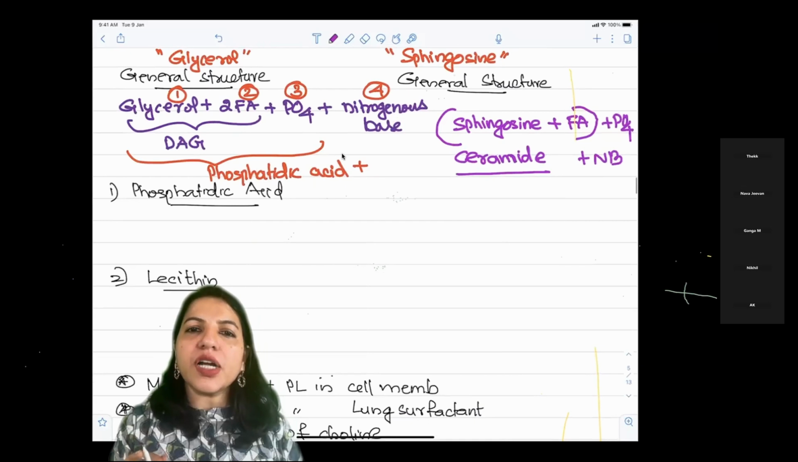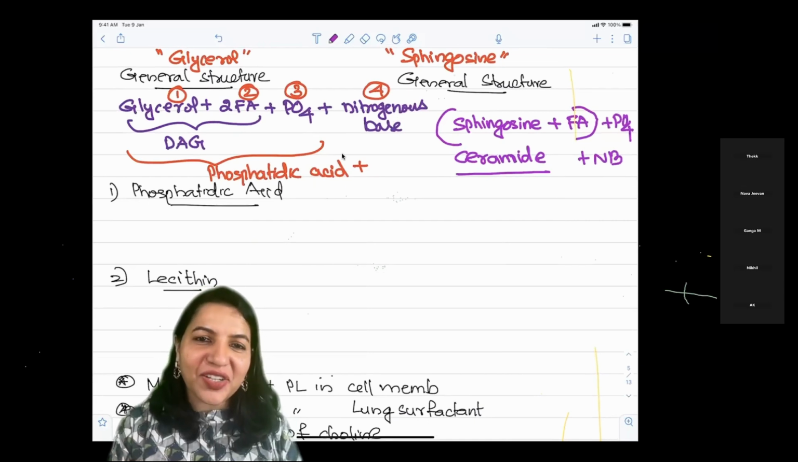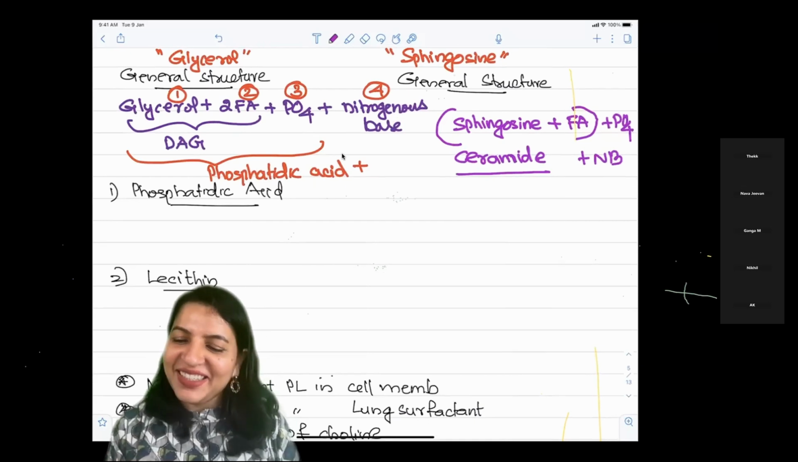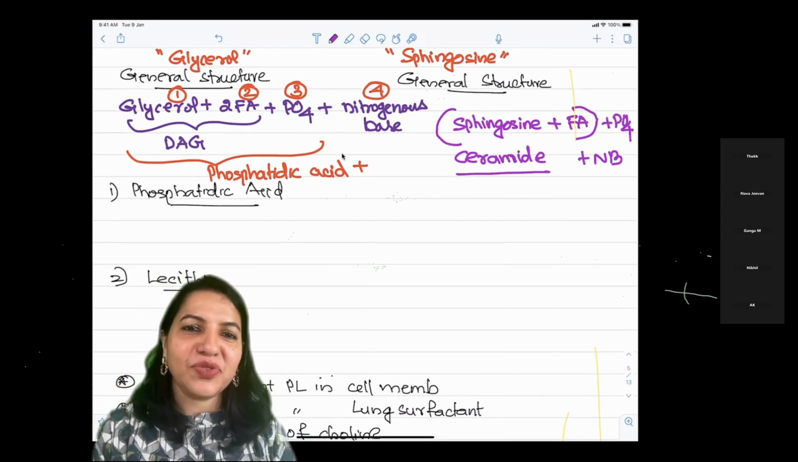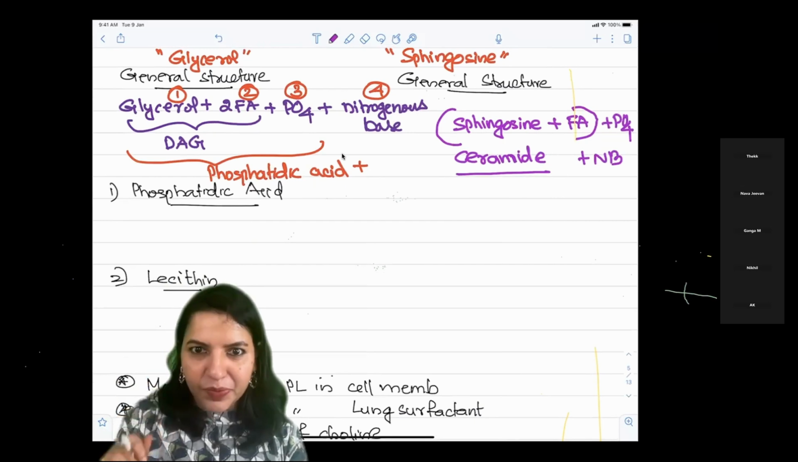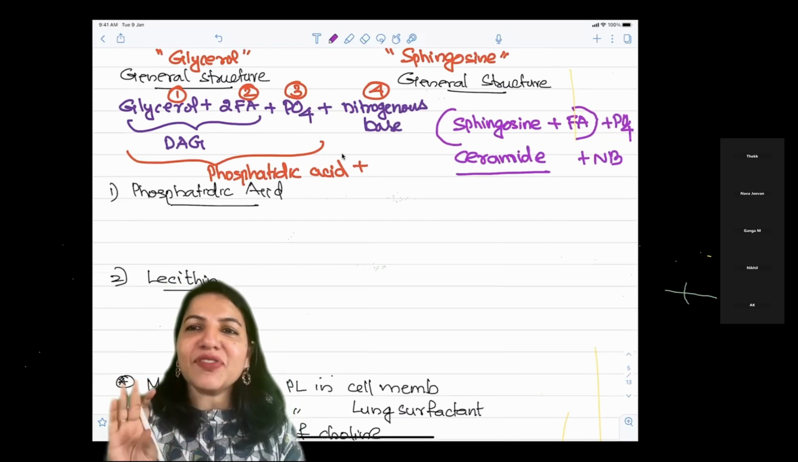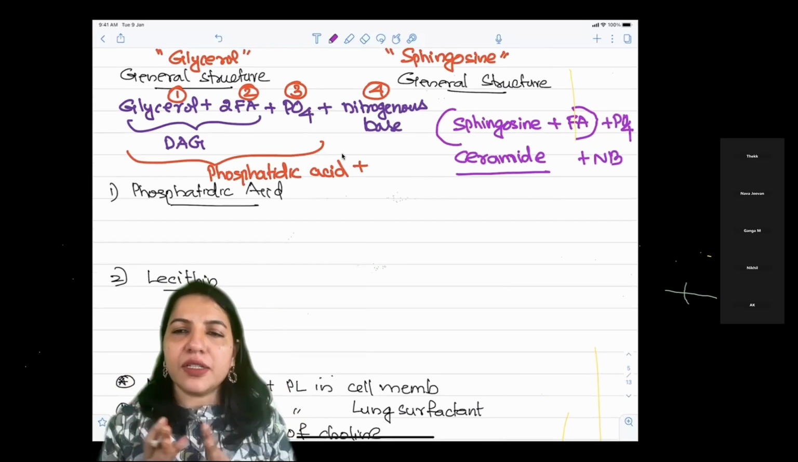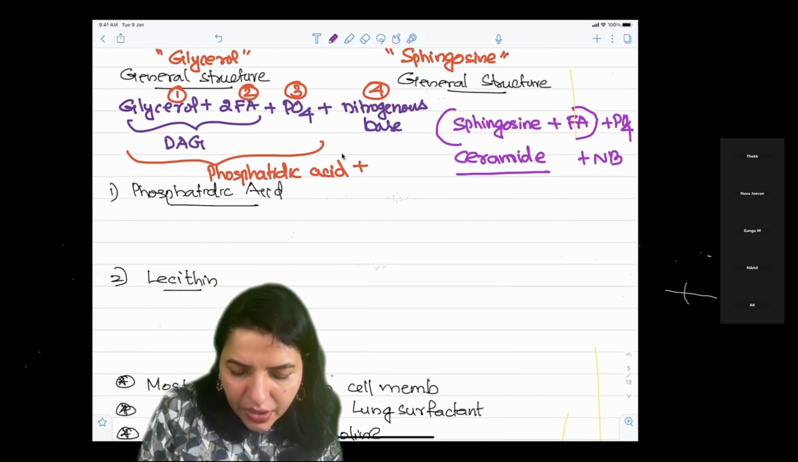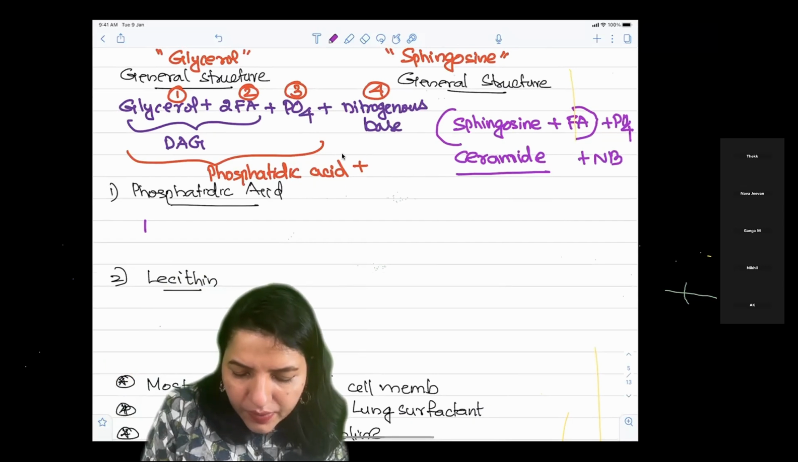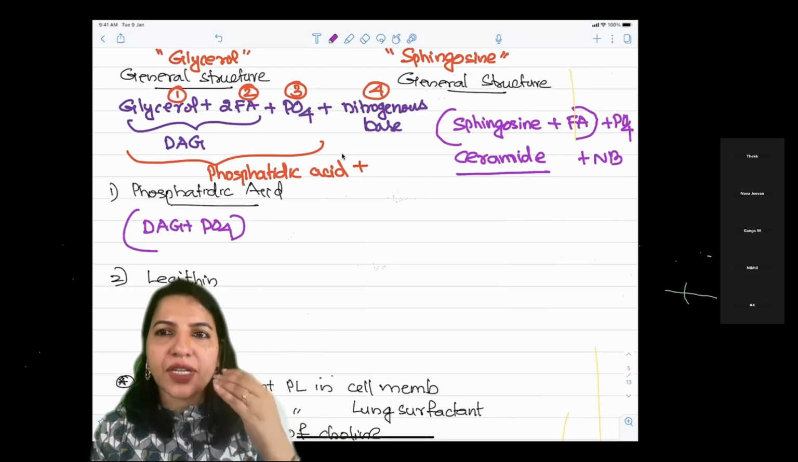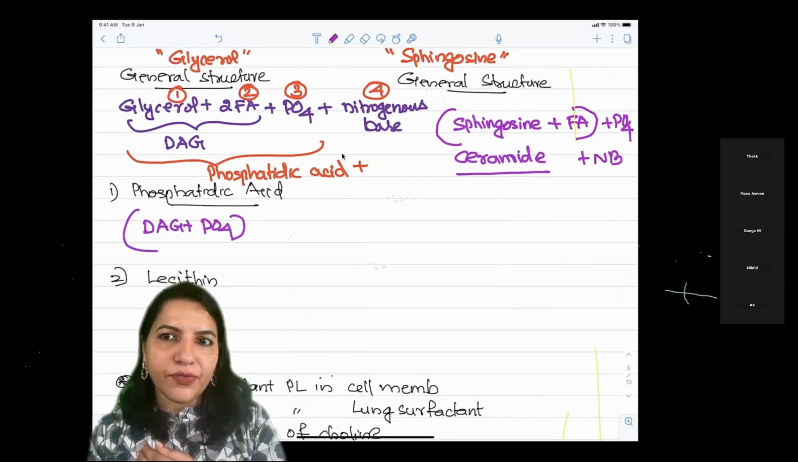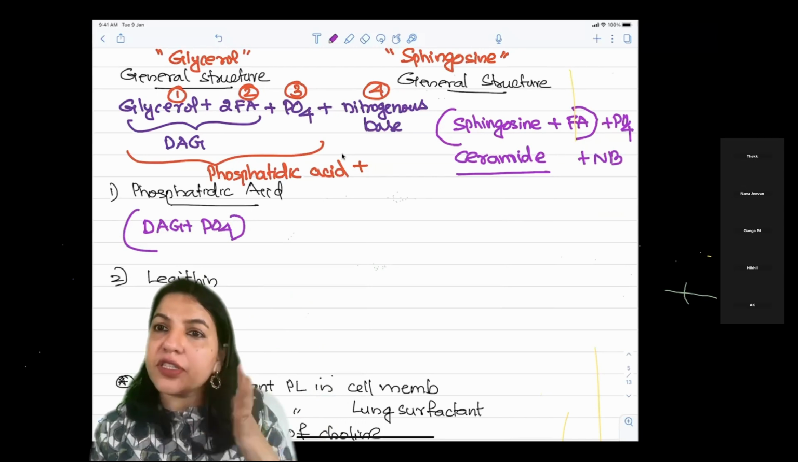Starting with ceramide plus nitrogenous base, plus a phosphate group is also there. So we are starting with phosphatidic acid, which is the basic glycerophospholipid. It is very easy to understand now. Glycerol plus 2 fatty acids plus phosphate. That is called diacylglycerol, plus a phosphate group is what is called phosphatidic acid.